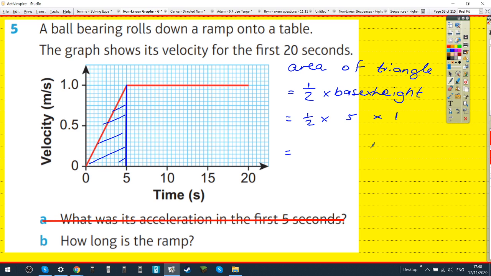That would be. Do you have to say in decimal? Yeah, decimals are fine. Or fraction. Okay, so half times 5 times 1. That is 2.5. Yep. So that's 2.5 meters.